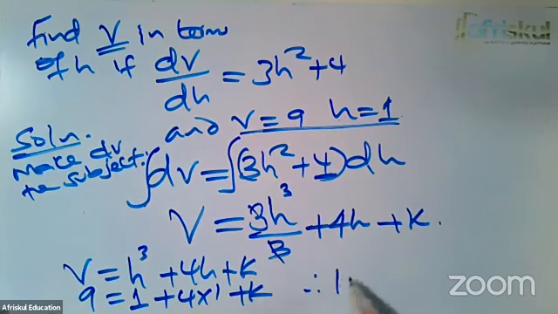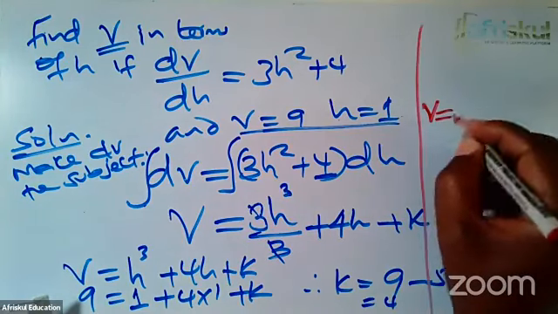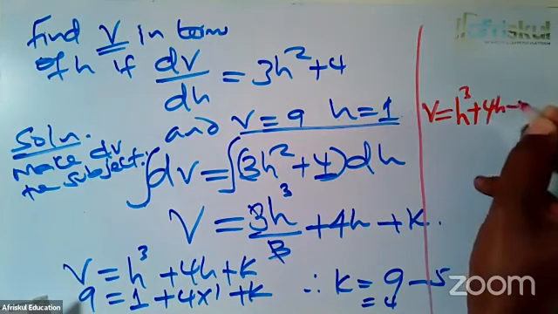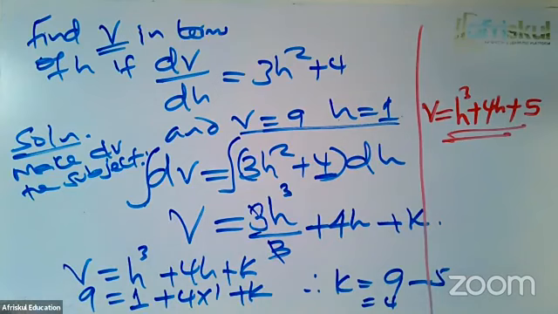So our K will be 9 minus 5, because 1 plus 4 is 5. And this 5 is positive here; when it crosses over the equal sign, it will be minus. So our K equals 4. If that is the case, then I can comfortably write for my examiner the function V, which will be H cubed plus 4H plus K, which I've been able to get as 4.